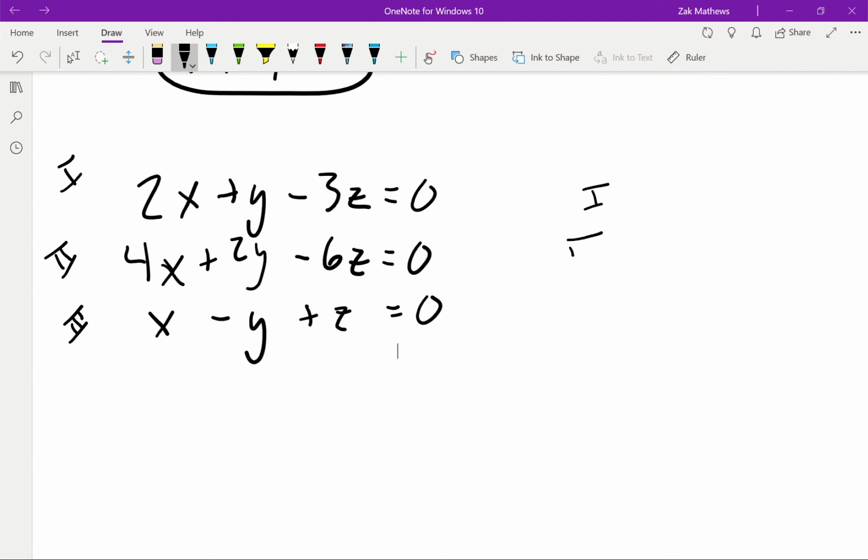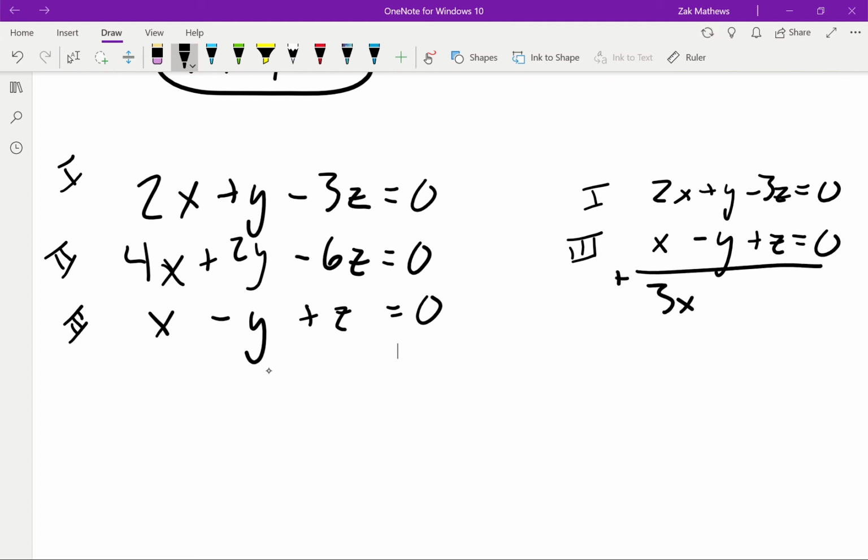I'm just going to rewrite them. So we have 2x plus y minus 3z is equal to 0, and we have x minus y plus z is equal to 0. I'm going to add those. We get 3x, the y's are gone, and we get negative 2z is equal to 0. So there is one equation.